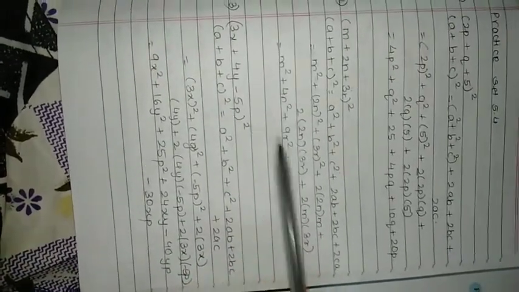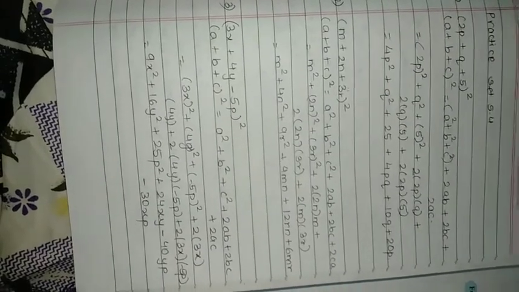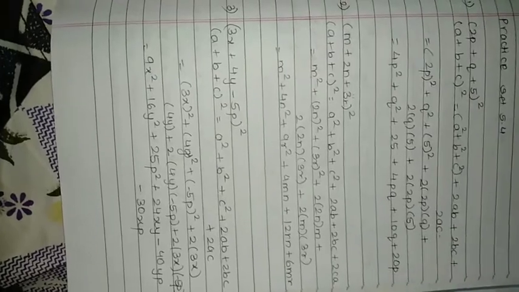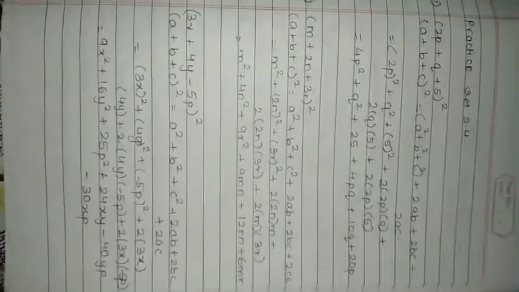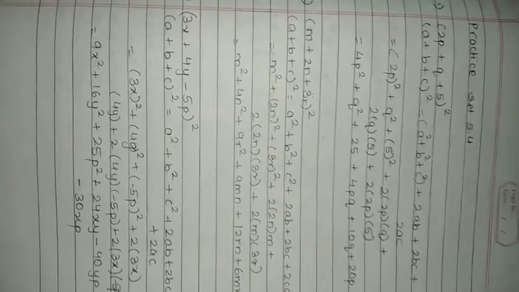So the solution for the third sum, (3x + 4y - 5p) the whole square, is equal to 9x square plus 16y square plus 25p square plus 24xy minus 40yp minus 30xp.